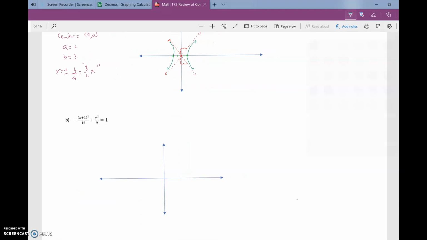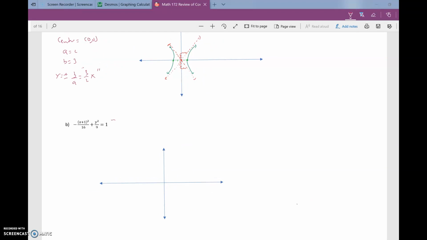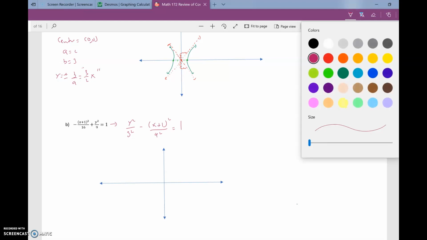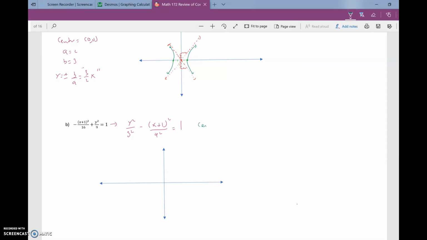Okay, let's take a look at the second one. In the second one, it's technically not in the correct order, so let me just rewrite it. This will be y squared divided by 3 to the second minus (x plus 1) squared over 4 squared, equal to 1. So technically, the center is going to be at -1, 0, which is going to be here.